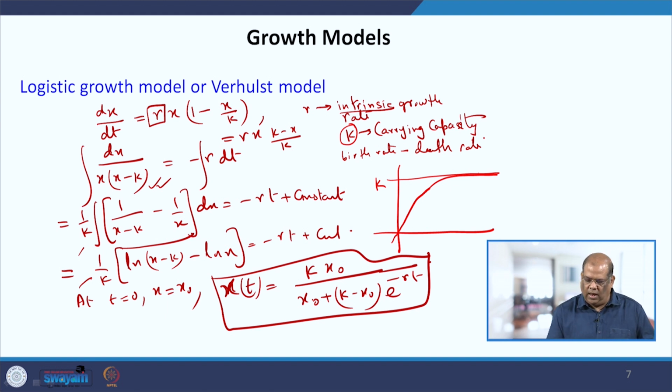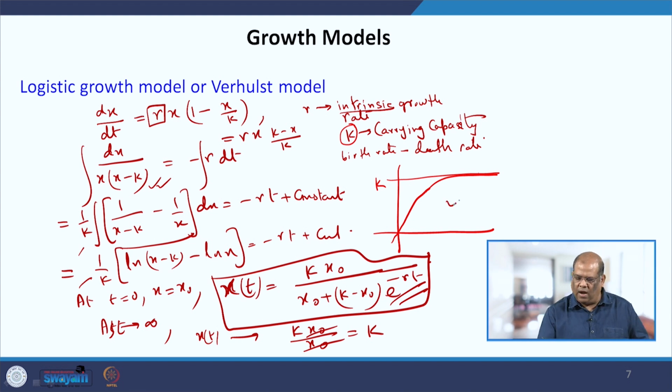So, from here you can see that as your t becomes large, this part goes to 0 and your x(t) will go to k x0 by x0, this cancels, so it will go to k. So, for large t, as this graph suggests, your value will reach the carrying capacity k. So, this is the logistic growth model. In most of the modeling where we involve growth, we use this logistic growth, which is more realistic.